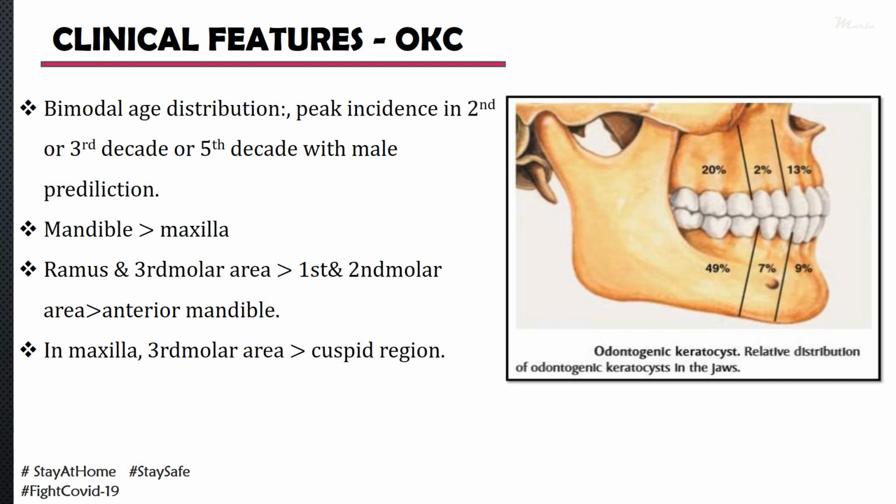This cyst is common in the mandible as compared to maxilla, with the ramus third molar area being the most common site. This is followed by the first and second premolar area, which is followed by the anterior mandible. In the maxilla as well, the molar area is the most common site of predilection, followed by the anterior cuspid region, followed by the premolars.